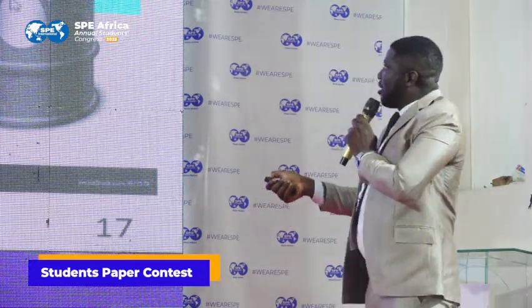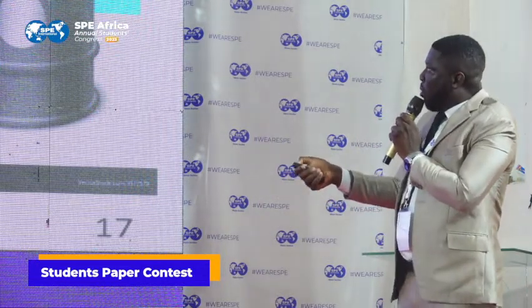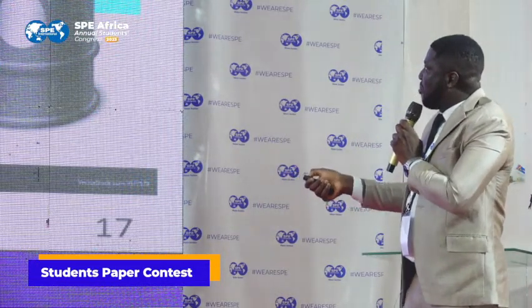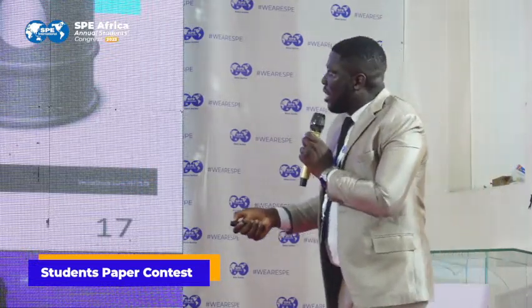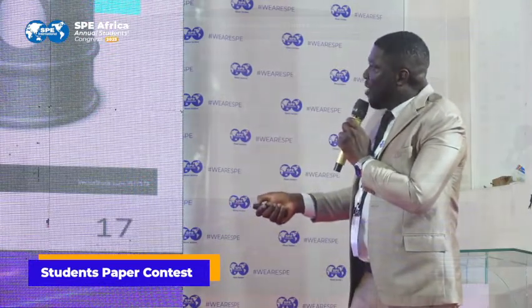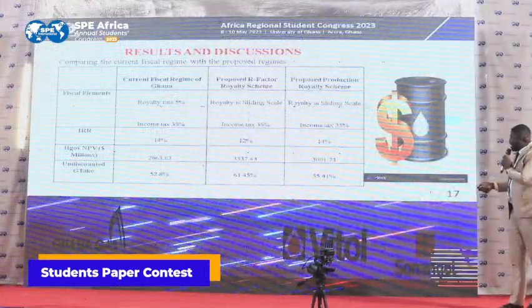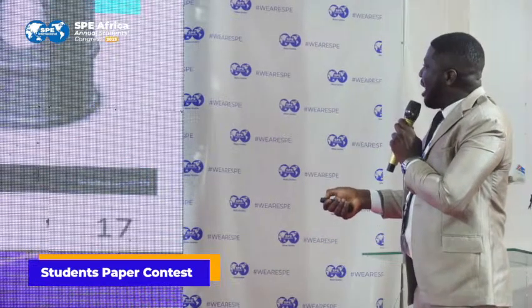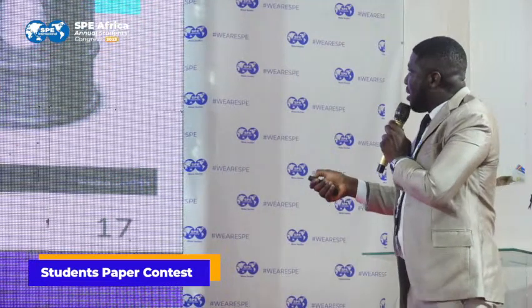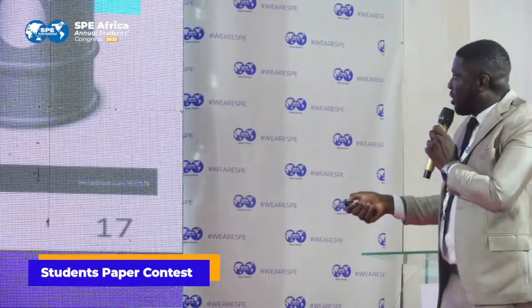Now, comparing the current fiscal regime of Ghana and the proposed ones, the R factor royalty scheme and the production royalty scheme. In terms of internal rate of return, the current fiscal regime generated 14% as compared to the R factor, which generated 12%, and the production royalty scheme, which generated 14%.